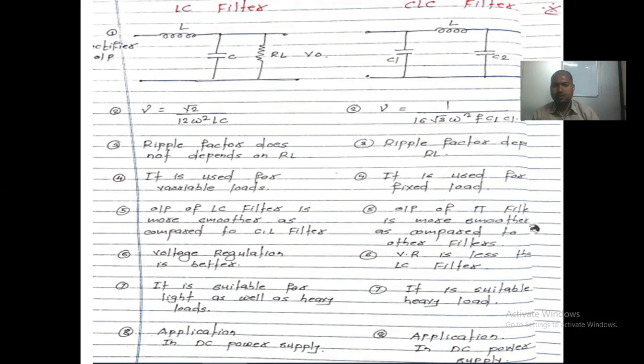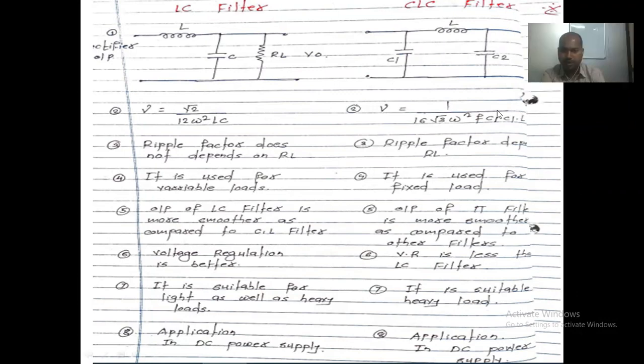Then, when we calculate the ripple for the CLC or pi type of filter, the formula is 1 divided by 16 root 3 omega square F C1 CL. Sorry, it is C1 CL. These are the two formulas for the calculation of the ripple for the LC filter and the CLC filter. CLC has this formula, and this is the formula for the LC type of filter.